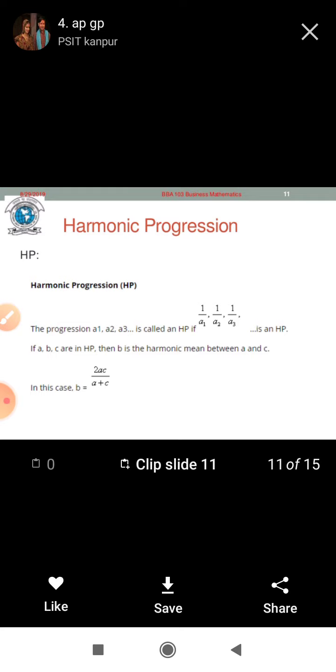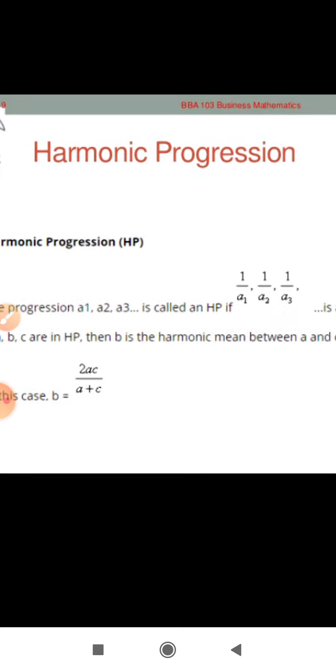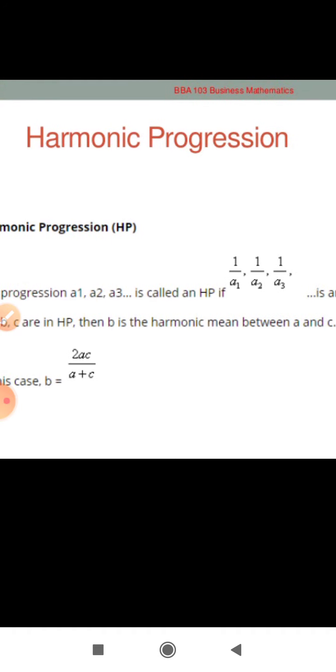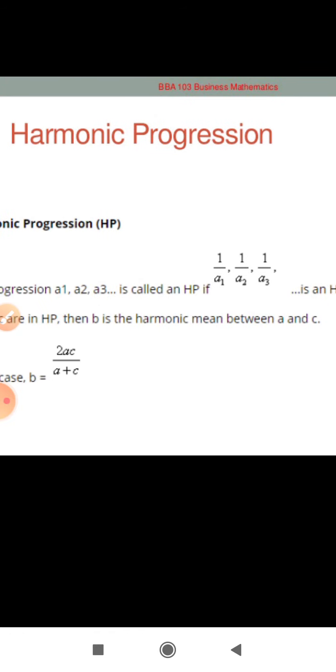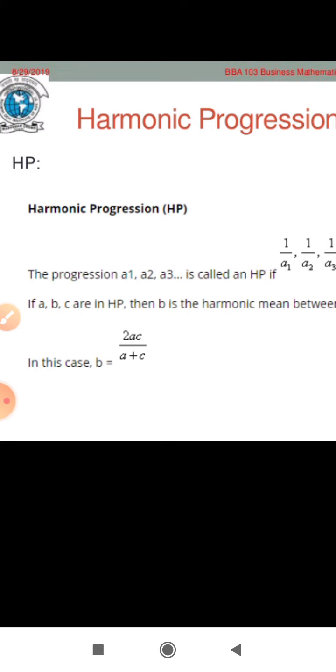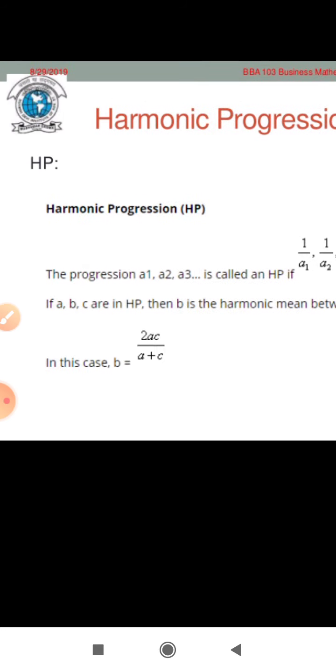Next, harmonic progression. It is just the reciprocal of the arithmetic progression. The progression a1, a2, a3 is called in HP if 1 upon a1, 1 upon a2, 1 upon a3 is in AP. If a, b, c are in HP, then b is the harmonic mean between a and c. In this case b is equal to 2ac upon a plus c. So harmonic progression is just a reciprocal of the arithmetic progression.